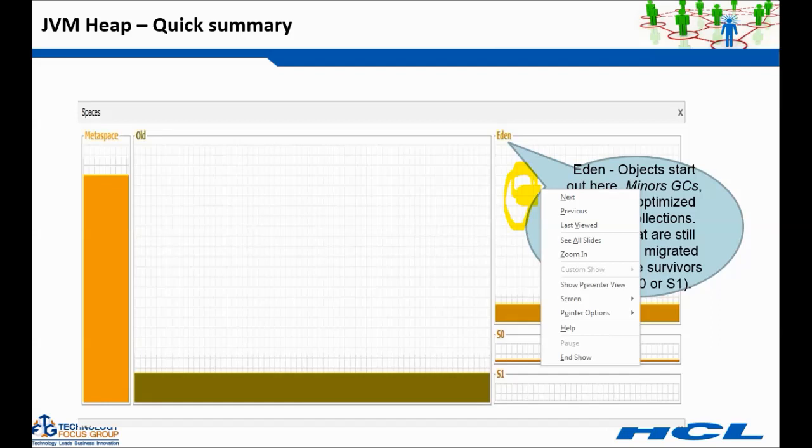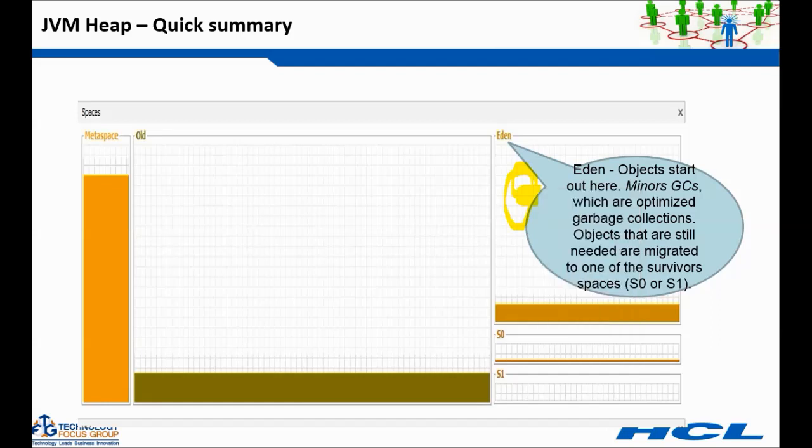And GC here is very fast. It is called minor GC, managed garbage collection. And if an object survives, it will move to survivor space, either S0 or S1.